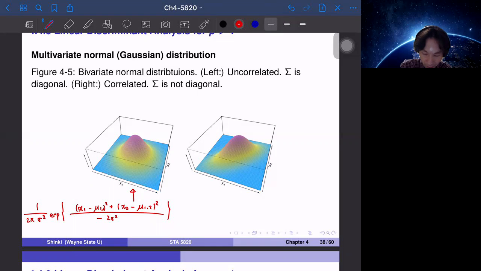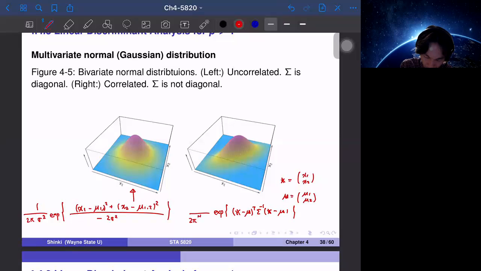So actually, we have some vector x as x1 and x2, and mu as mu1, mu2. Then we think about x minus mu transposed sigma inverse times x minus mu, and exponential, and the 2 pi to the power n over 2. So in this case, actually 2 over 2, so 1. But in general, for n dimensions, n over 2, and the sigma to the power n over 2. Oh, sorry, this is also sigma.